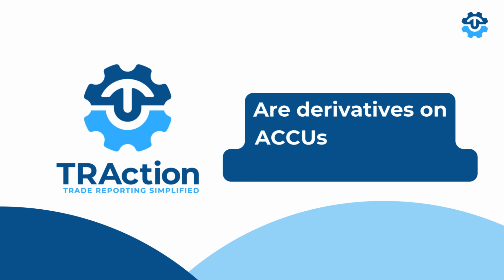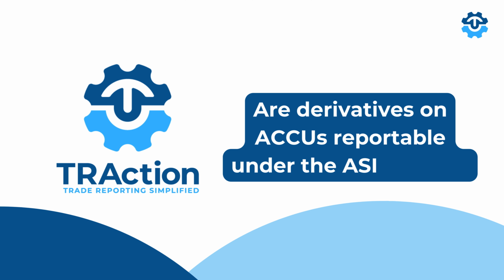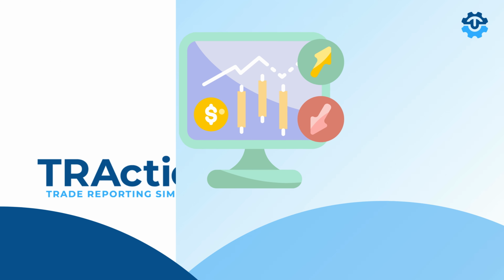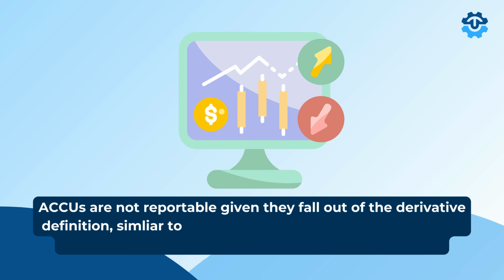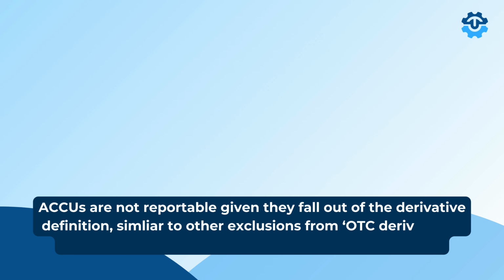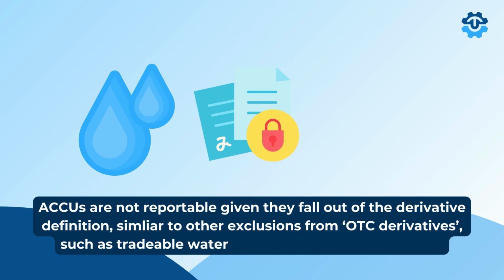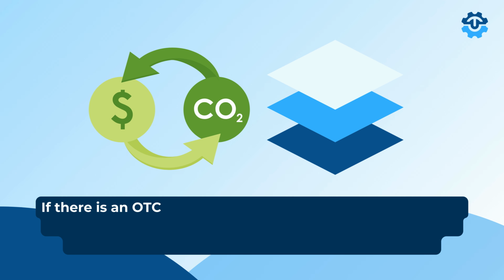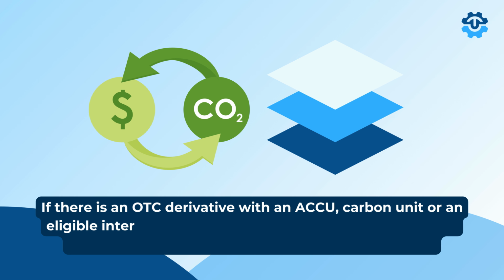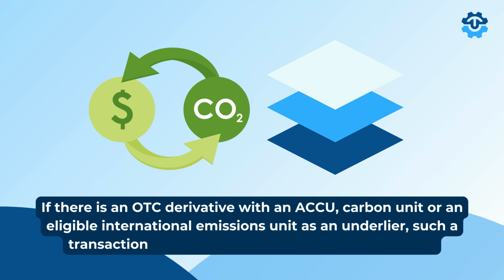Are derivatives on ACCUs reportable under the ASIC rules? ACCUs are not reportable given they fall out of the derivative definition, similar to other exclusions from OTC derivatives, such as tradable water rights and securities or bonds. If there is an OTC derivative with an ACCU, carbon unit or an eligible international emissions unit as an underlier, such a transaction may be reportable under the ASIC rules.